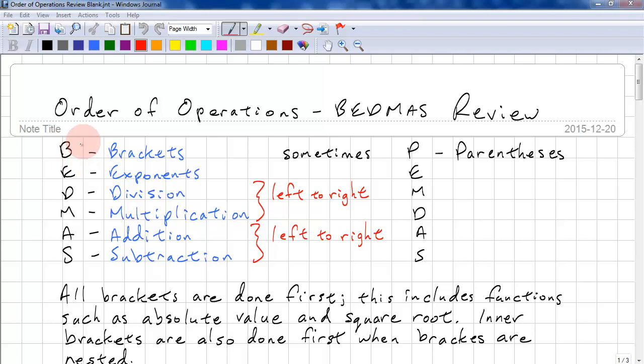So we're supposed to do the order from top to bottom. However, division and multiplication are actually at the same level, so we have to do this left to right. As well, addition and subtraction are on the same level, so we have to perform this left to right.